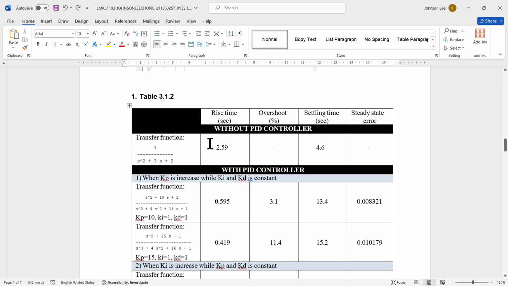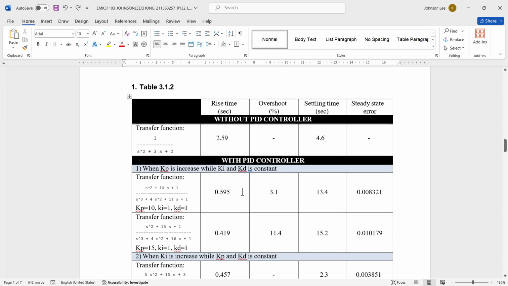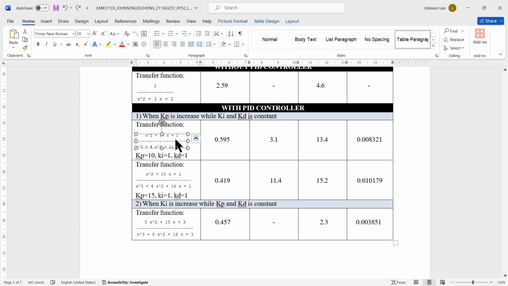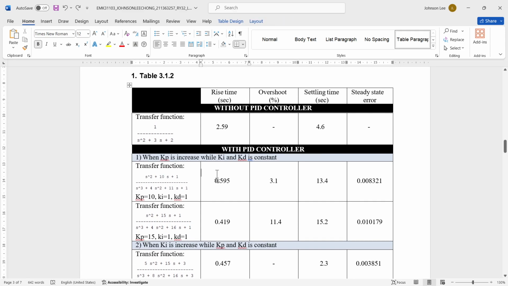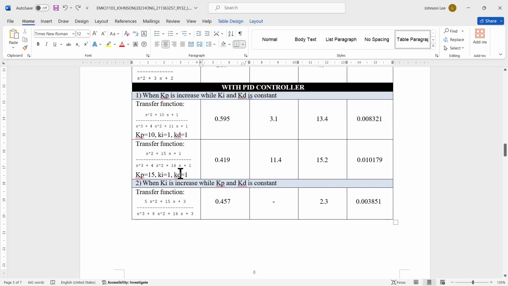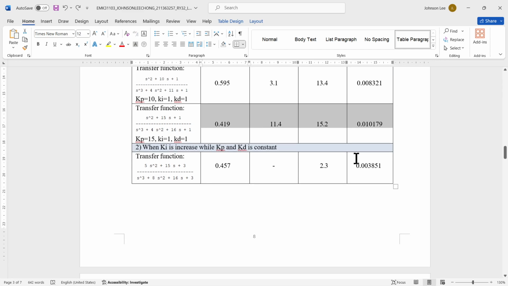Without the PID control, you can see that the rise time is 2.59 and the settling time is 4.6. With the PID controller, we can see that the Kp is 10, the Ki is 1, and the Kd is 1, as we can see inside this table. So the value is given as this. When the Kp is 15 and the Ki and Kd are 1, this means the Kp is increased only. So the value is given like this.